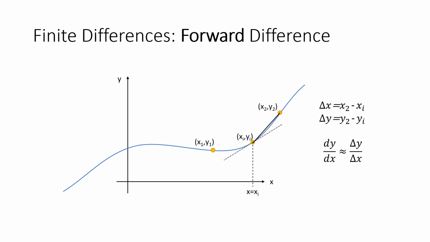Secondly, we could use forward differences. Here we use xi, yi and x2, y2. Thirdly, we could use backward differences. Here we use x1, y1 and xi, yi to approximate the slope of the line at x equals xi.